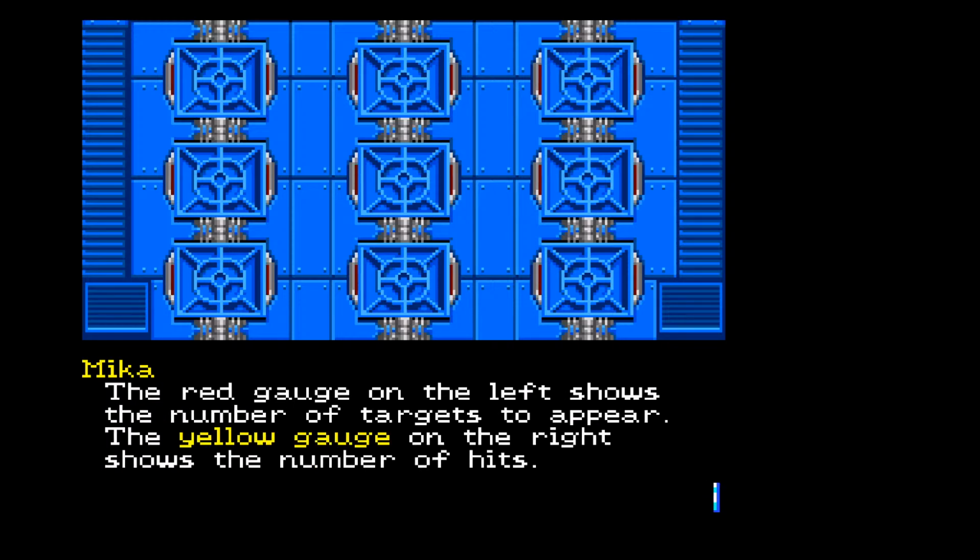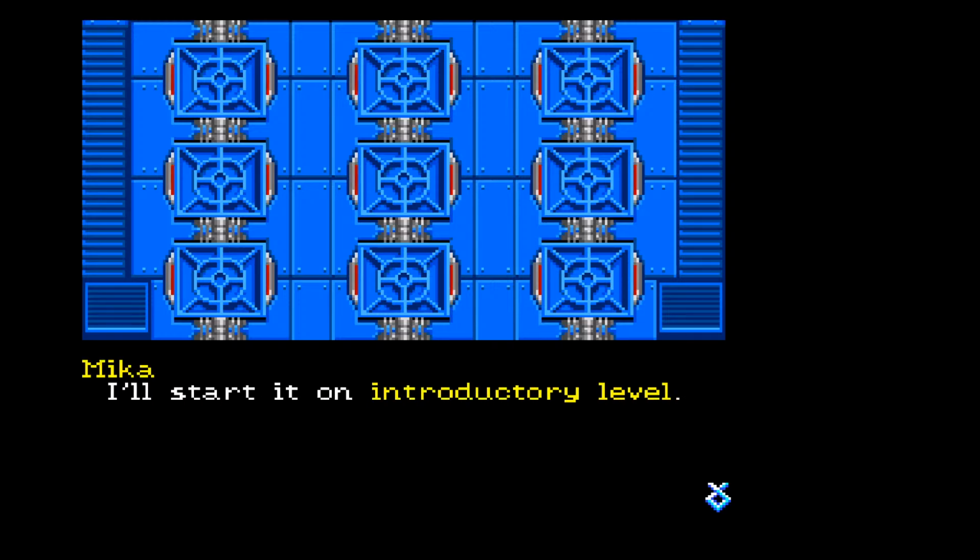The red gauge on the left shows the number of targets to appear, the yellow gauge on the right shows the number of hits. I'll start it on the introductory level.